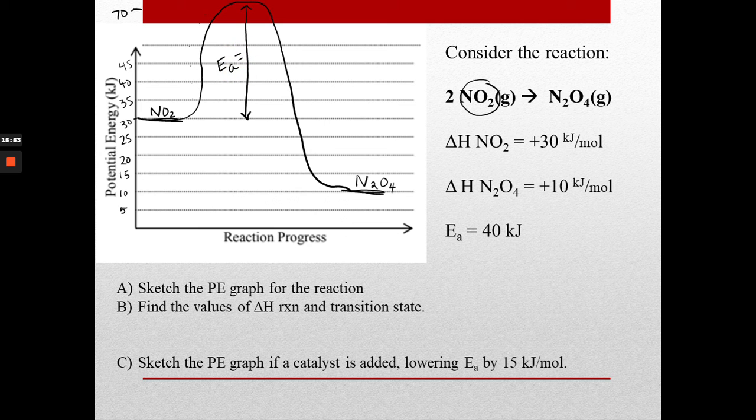Okay, that's an additional 40 kilojoules. So that's how I got the 70. I put 30 plus 40 is 70. That's how I got there. Okay, so I've just sketched my potential energy graph.